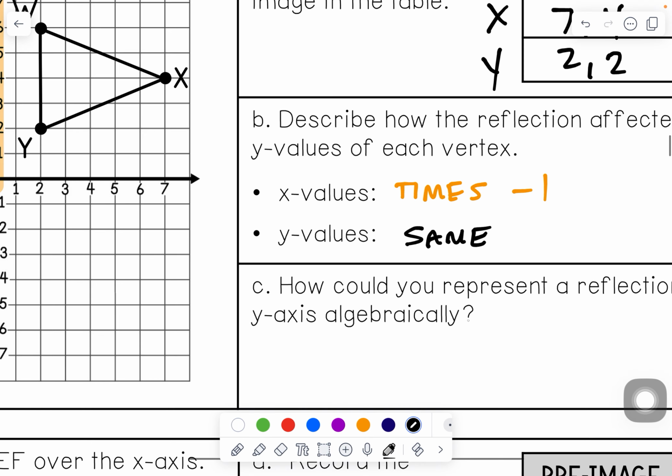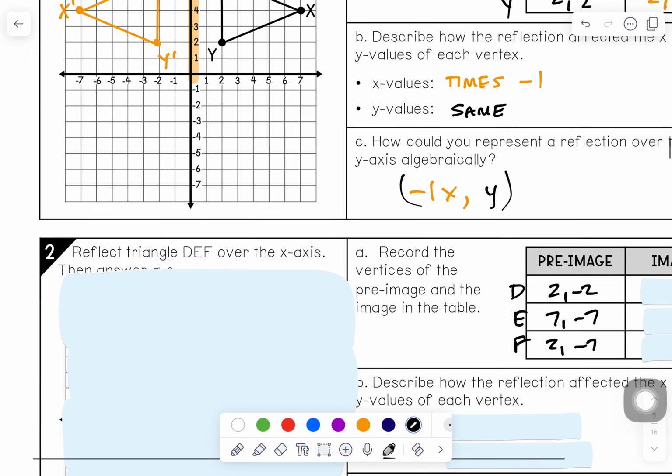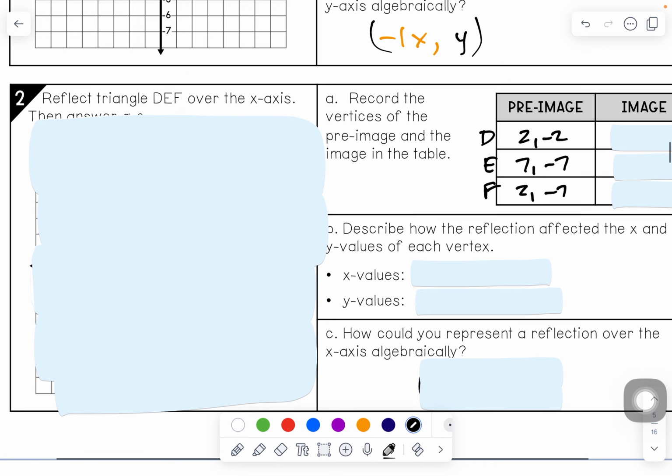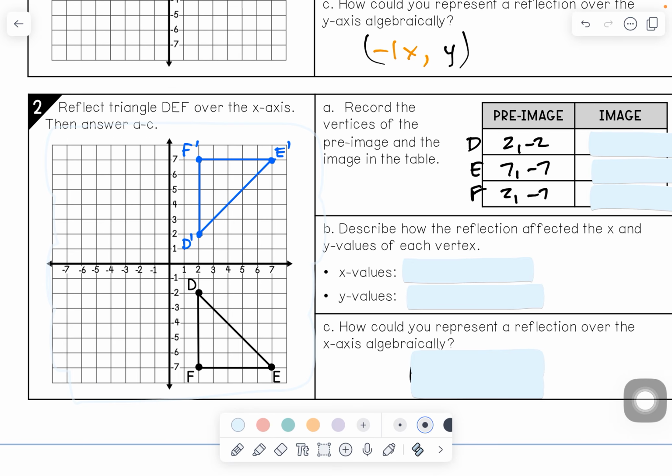Very similar to the last problem, except now, because it's a vertical reflection, it's the y numbers that change. The x didn't change, but the y numbers were multiplied by negative 1. If I want to represent that algebraically, I would say x, comma, negative 1y. If I reflected across the x and the y, that would take me from one quadrant all the way to another quadrant, and then I would have to multiply both by negative 1.